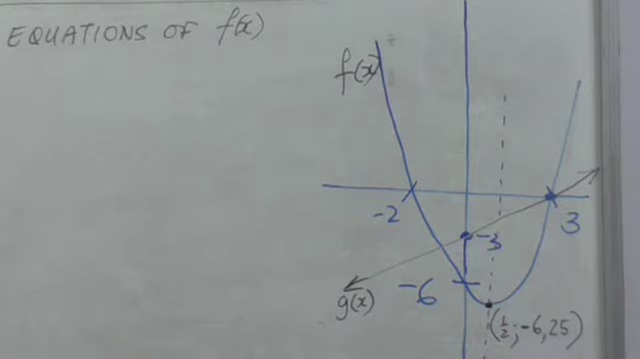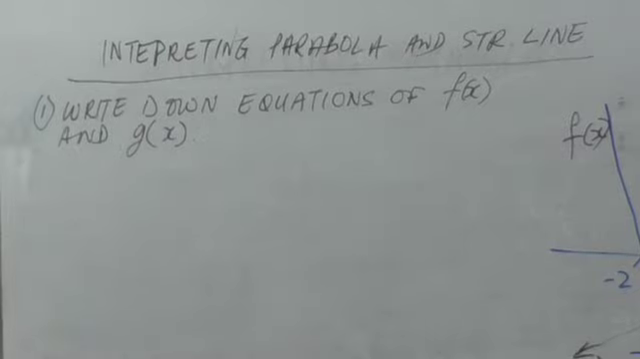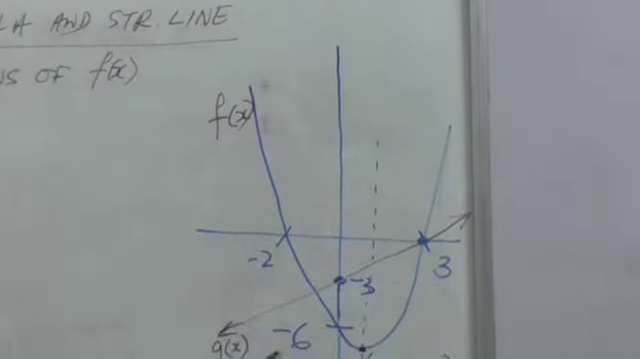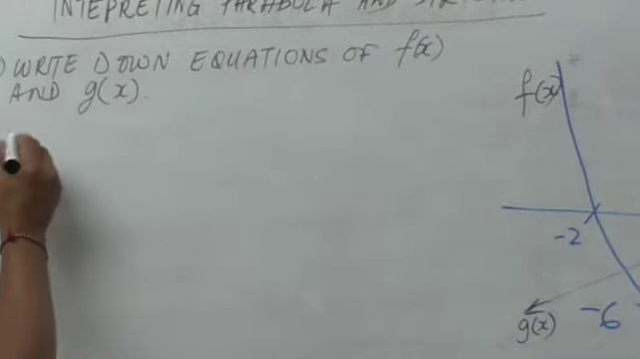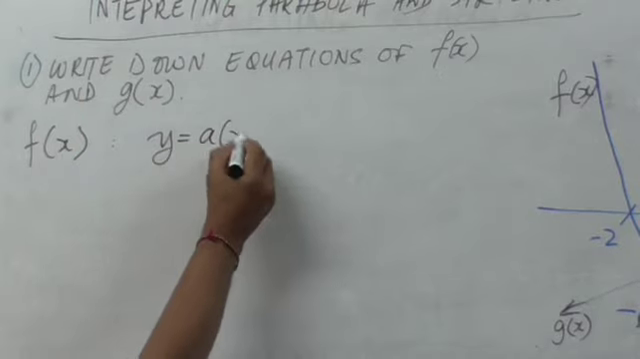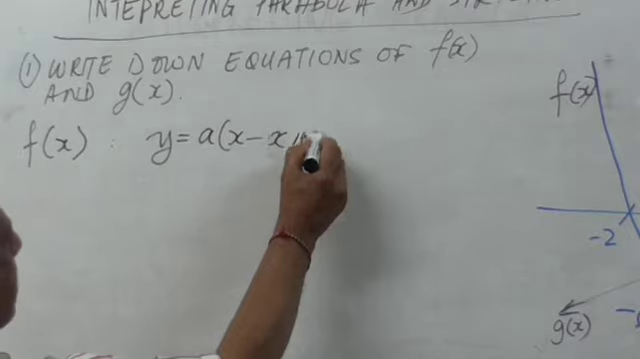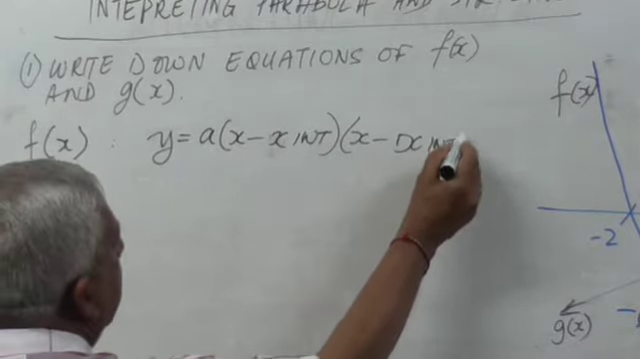The first question they ask you is, write down the equations of f of x and g of x. So f of x is a parabola. You're going to choose the quickest and shortest way to get the answer. You've got your two x-intercepts and your y-intercept. Therefore, the shortest way for f of x would be y is equal to a into x minus x-intercept into x minus x-intercept.